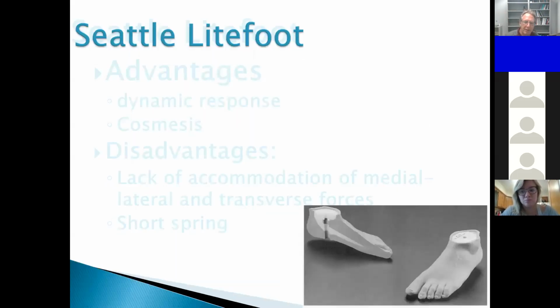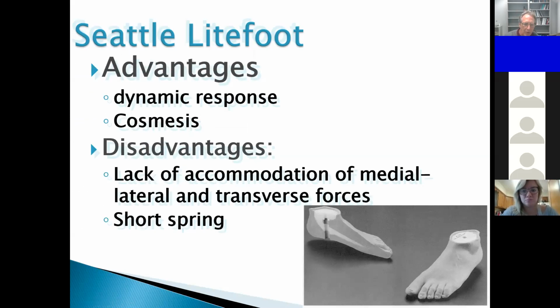Okay, so here is one of the first examples of an energy return foot. This is a Seattle Lightfoot, it's called. And as you see in the picture, it actually looks pretty natural. What this has got is a hard plastic spring going through the keel. And that will bend and store some energy. And then at terminal stance, it will return that energy. It's a rather short spring though. So this is not something that somebody could use for running, but at least in walking, it would give them some energy.